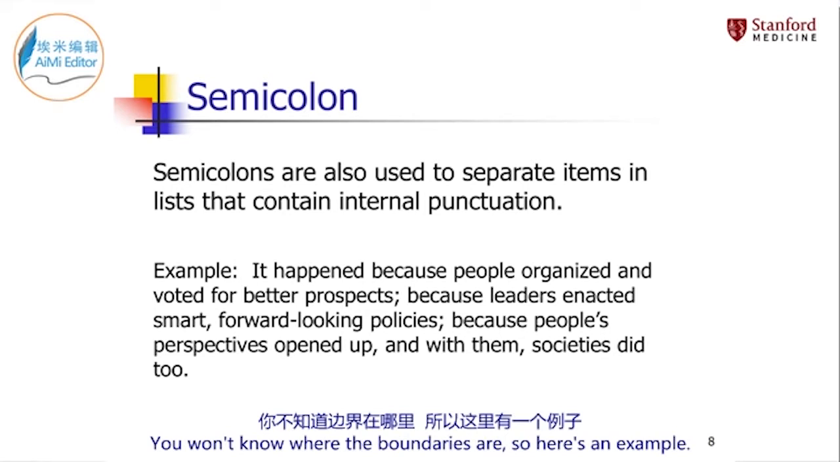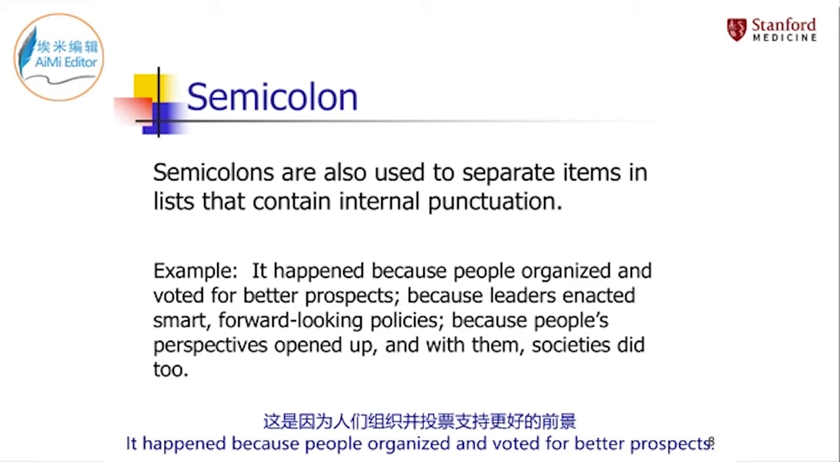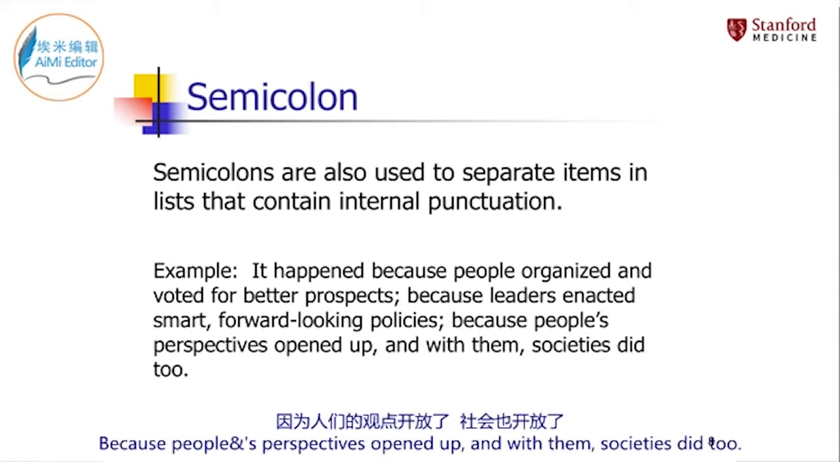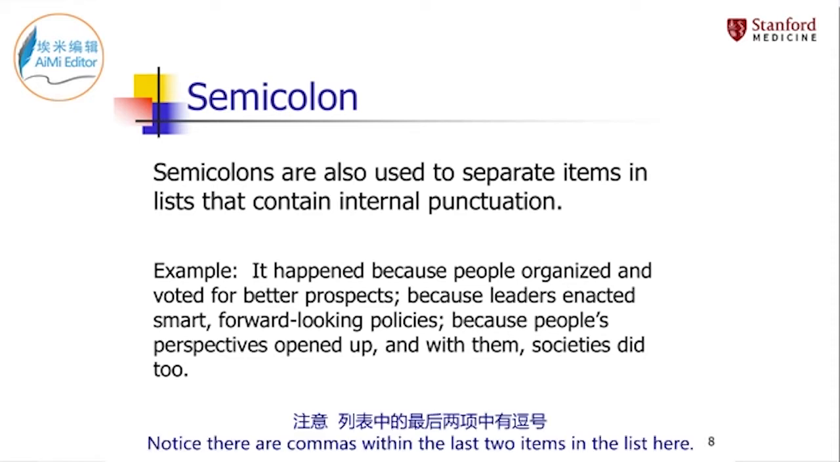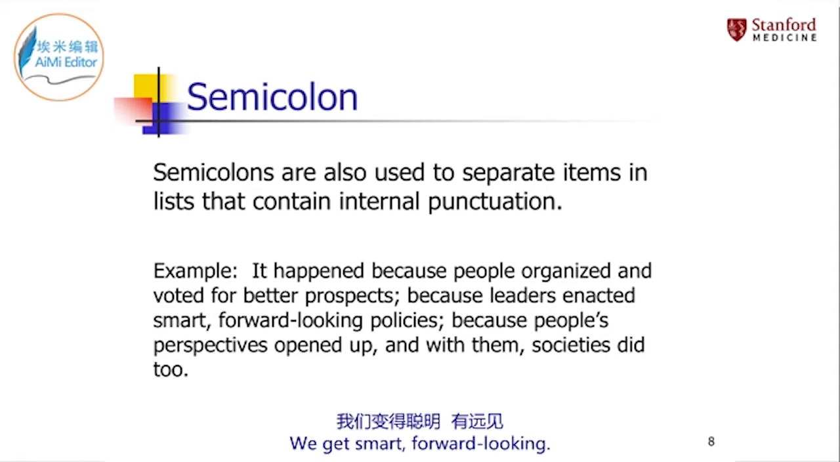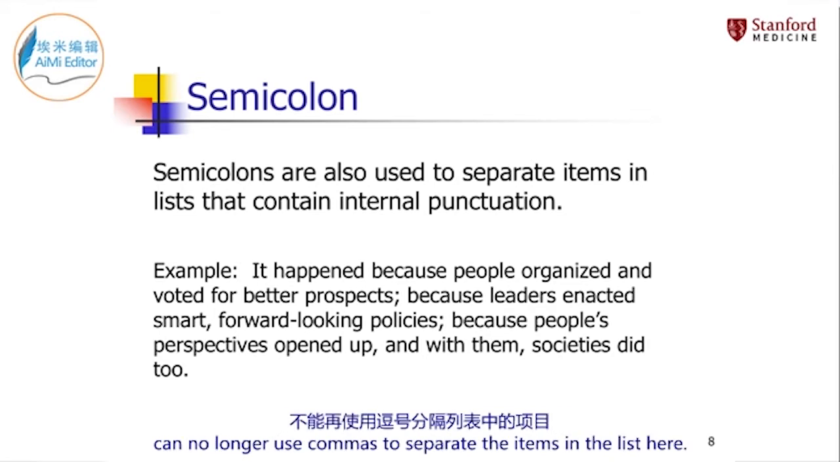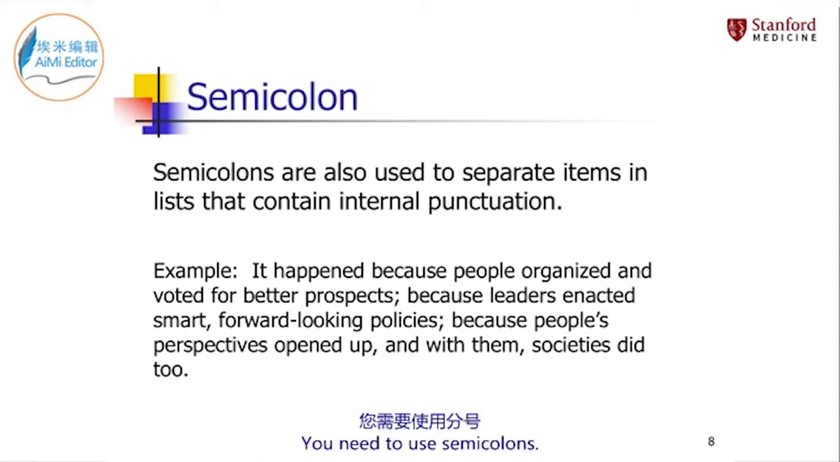So here's an example. It happened because people organized and voted for better prospects; because leaders enacted smart, forward-looking policies; because people's perspectives opened up, and with them, societies did too. Notice there are commas within the last 2 items in the list here. We get smart, comma, forward-looking, opened up, comma, and with them, comma. Those commas mean that you can no longer use commas to separate the items in the list here. You need to use semicolons. That's another important use of the semicolon.